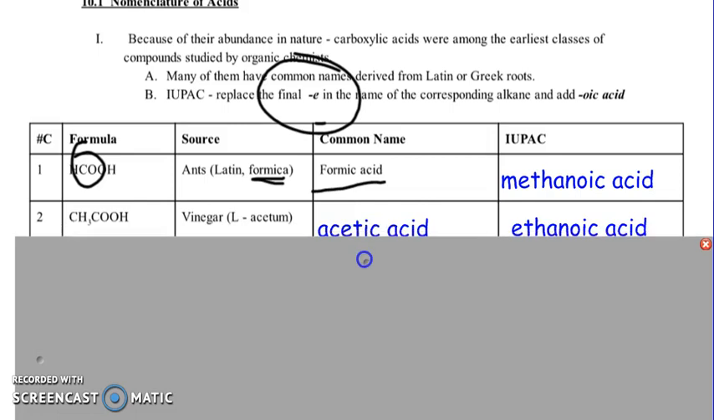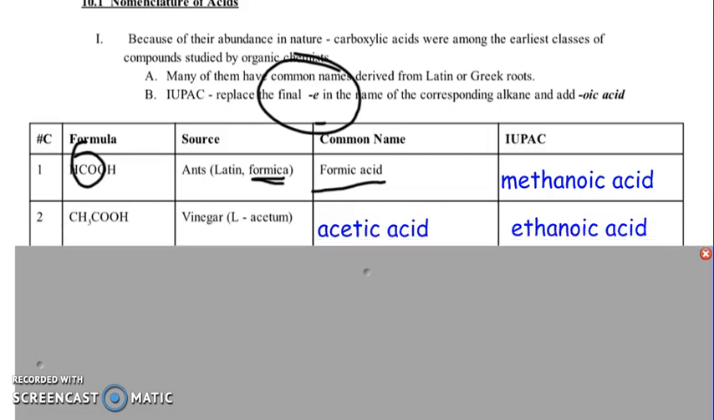Ouch. So, yeah, that's where it came from, but today we have methanoic acid. The next one is what came from vinegar. The Latin word for vinegar is acetum, and that's where they came up with acetic acid. Again, it has 2 carbons, and today we call it ethanoic acid.